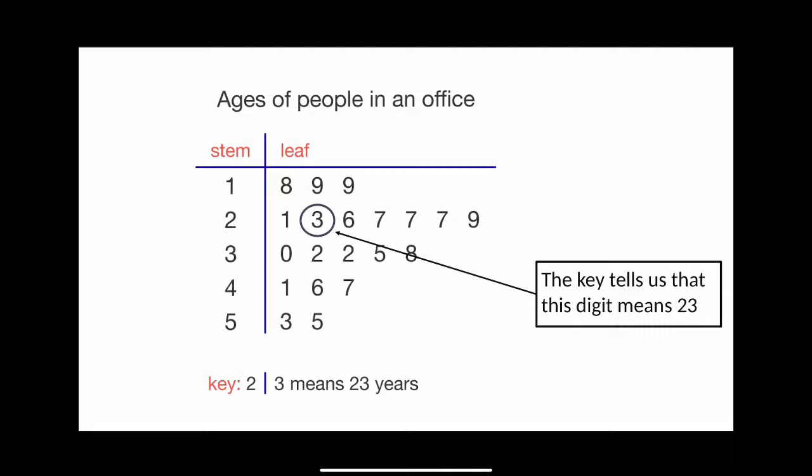Today we're going to learn about stem and leaf diagrams. Look at this one. The centre line is the stem and the digits are the leaves. Every stem and leaf needs a key to explain the layout. This one tells us that the digit 2 on the left of the line and 3 on the right in the key means 23 years. It's a diagram about ages of people in an office.